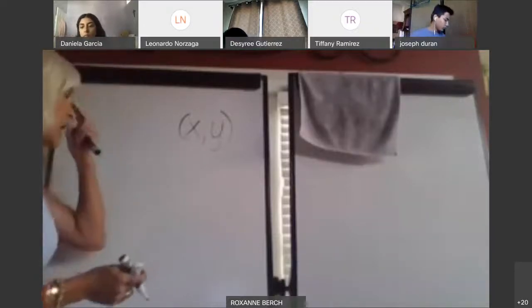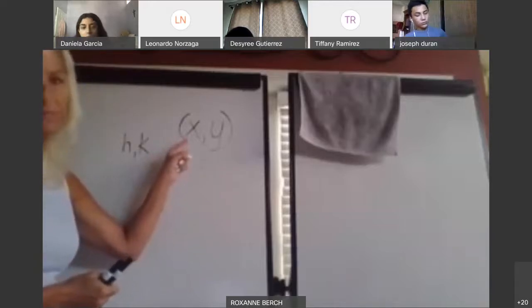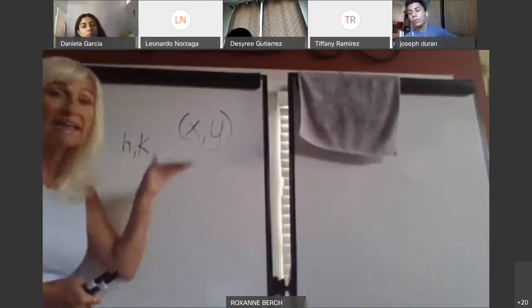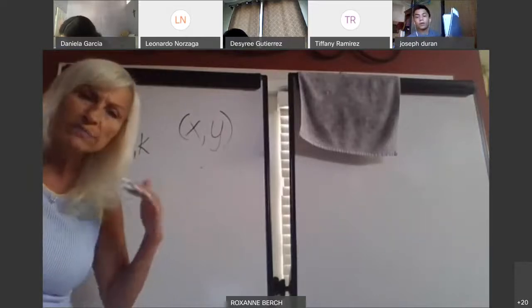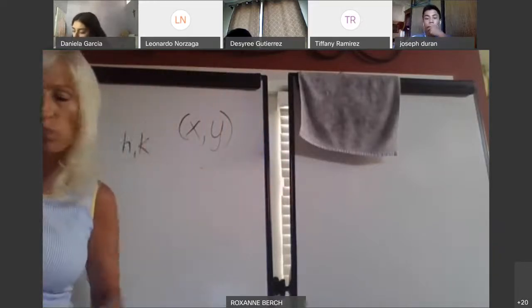All right, so with H and K, if you have H, you're translating left or right, which means you're adding or subtracting from the X. When K is translations up or down, which means you would be adding or subtracting from the Y. Now notice what I'm saying. I'm saying adding or subtracting. So in other words, when you add and subtract, you're not changing the shape of the graph. You're just moving it, like putting your hand on it and moving it places.